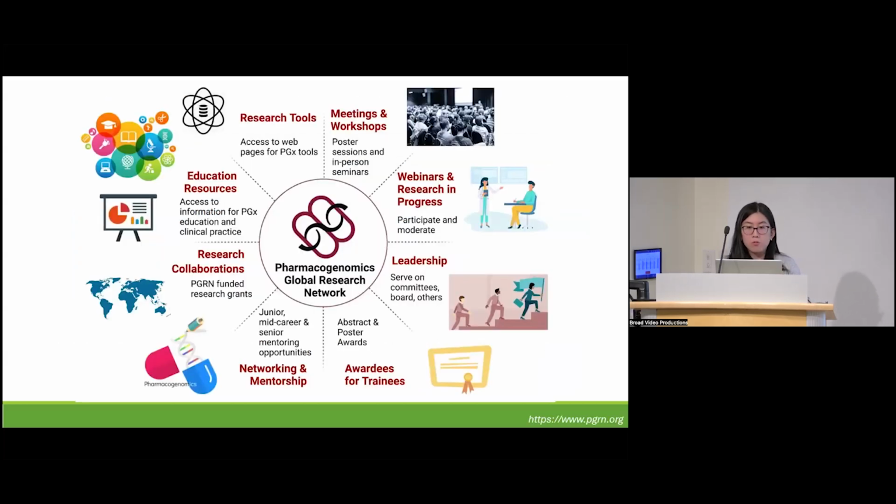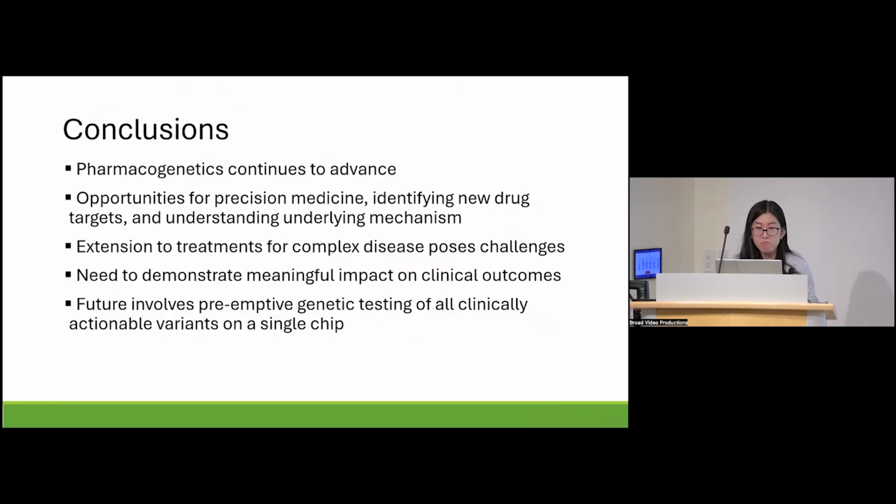And then if you really want to get involved, there is the Pharmacogenomics Global Research Network, where investigators can network with others in the field. They have meetings and present research in progress, and they have grants to support work in any area of pharmacogenetics. So again, an opportunity there for those of you who might be interested.